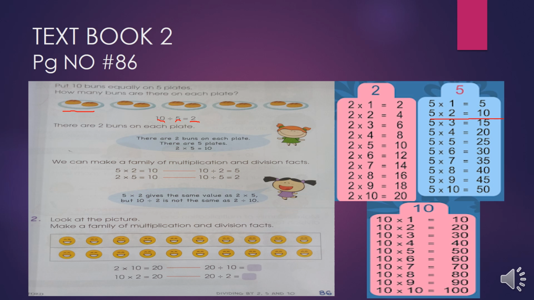Okay, coming to the multiplication equation, there are 2 buns on each plate, class. Read the statement: there are 2 buns on each plate, and there are 5 plates. That means 2 buns will be multiplied by 5 plates. So the equation will be 2 fives are 10. What will be the answer? 10. This is how we make a multiplication equation.